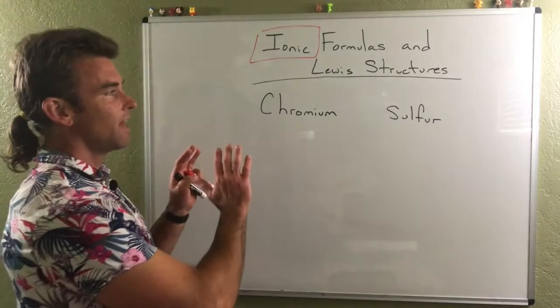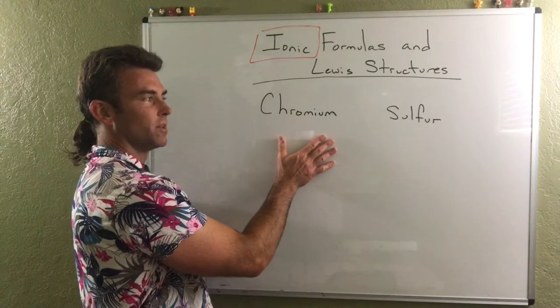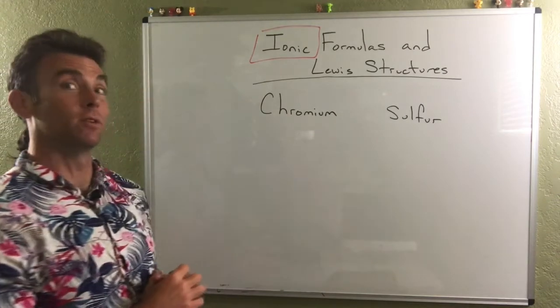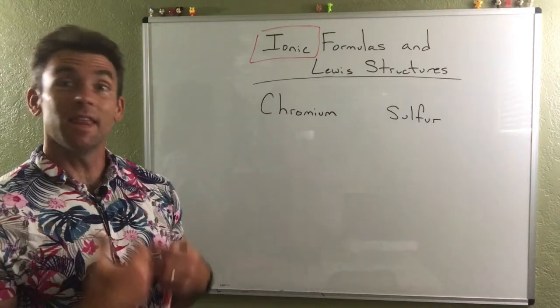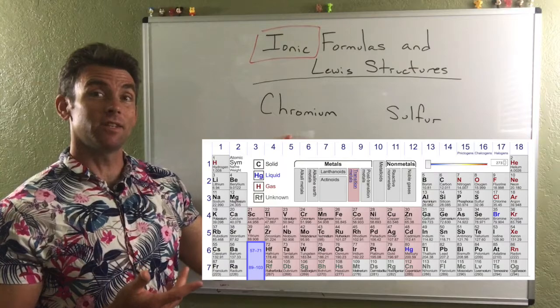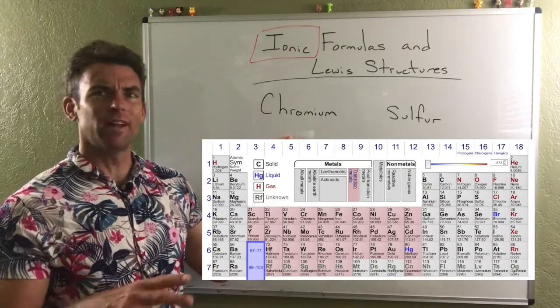Before we end this particular video lecture, it's probably important to consider something special that sometimes happens when you're trying to figure out formulas or Lewis structures for compounds. And that's when you see some sort of transition metal. Keep in mind that the transition metals are in what I call the tricky region, where they all have variable valences.